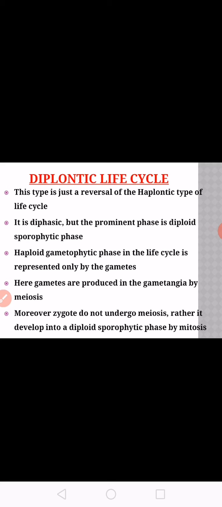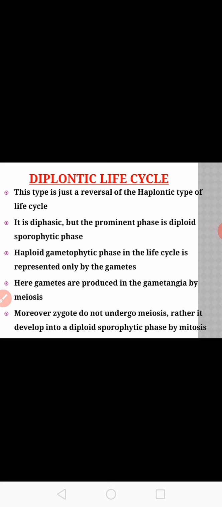So the diplontic life cycle is the reversal of the haplontic life cycle. And like haplontic, this diplontic life cycle is also diphasic. What do you mean by diphasic? Diphasic means it contains two phases.